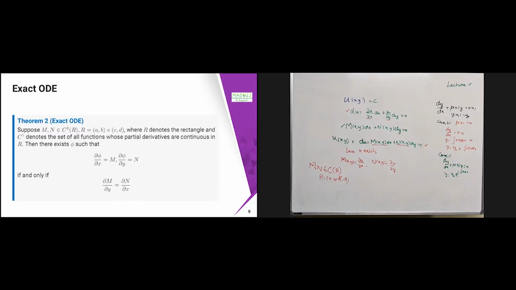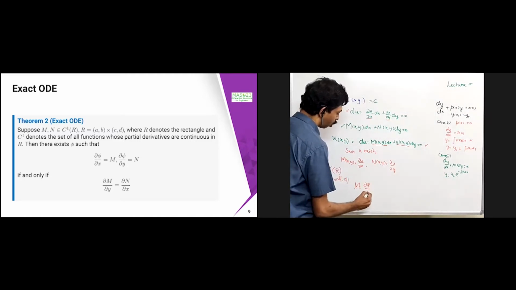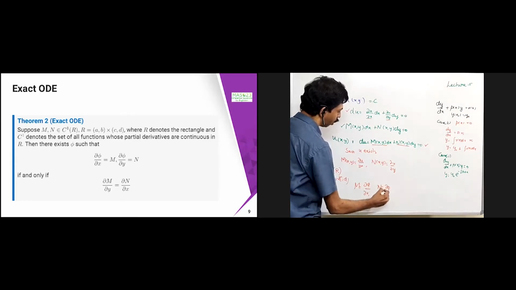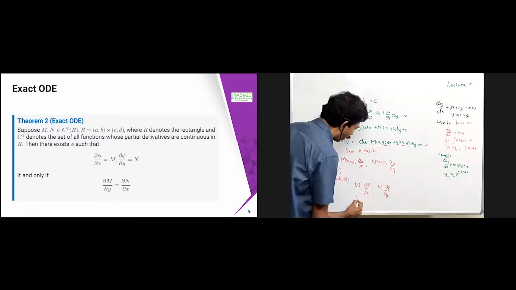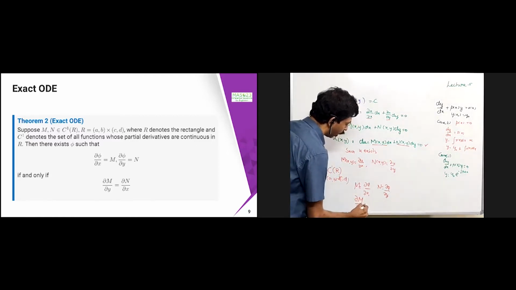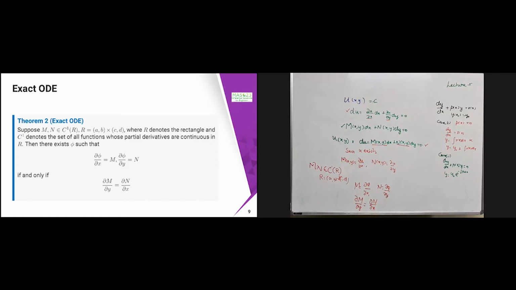Now suppose such a U. Instead of U, I'm just saying pi. Suppose some pi is such that M equals ∂pi/∂x and N equals ∂pi/∂y. Then what I can say is that ∂M/∂y equals ∂N/∂x. So such a pi is going to exist, which guarantees that I can make this an exact ODE, solve the problem and then go to this step.